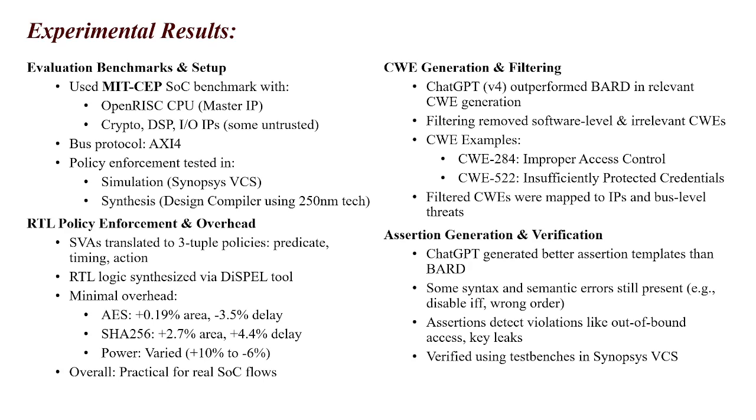Then when it came to assertion generation, again ChatGPT did a better job than BARD. It generated more accurate SVA templates. However, some assertions still had syntax issues, for example, using if and only if conditions in the wrong order or missing disable clauses. This could cause simulation errors.